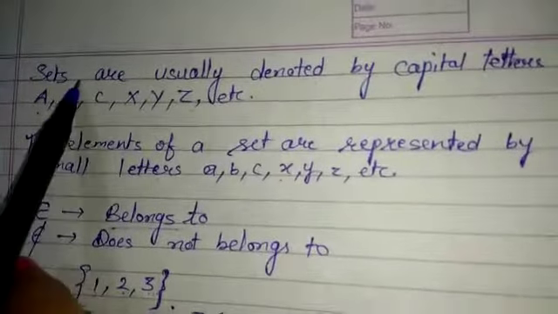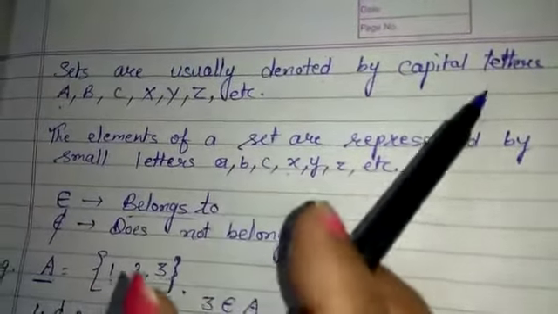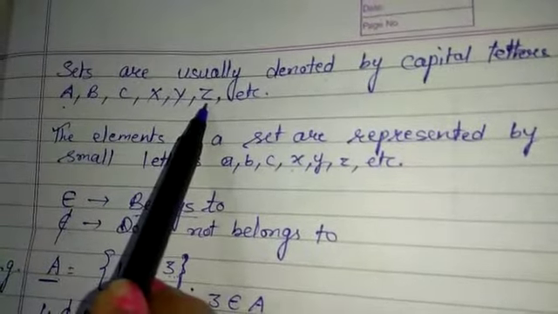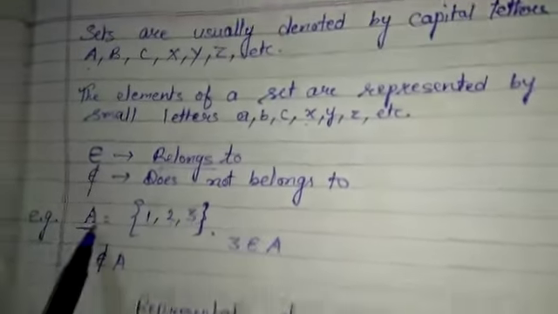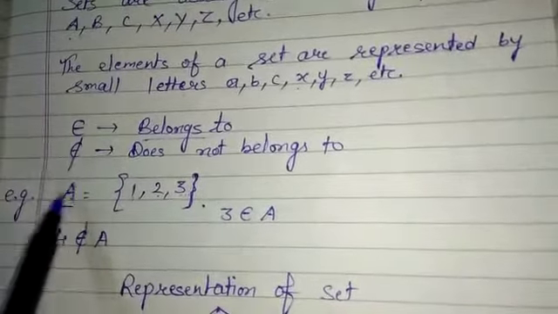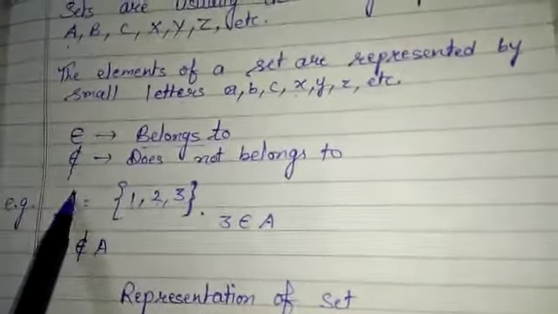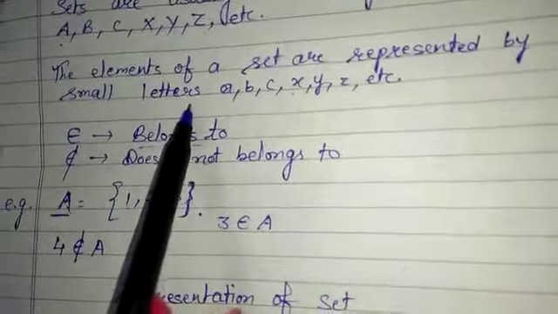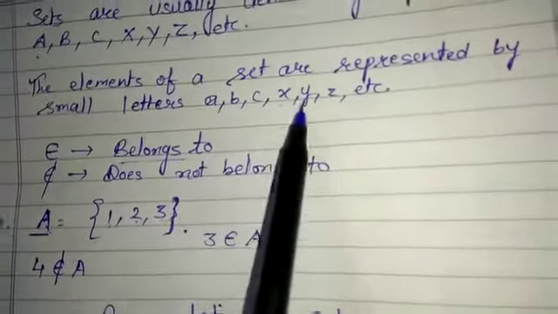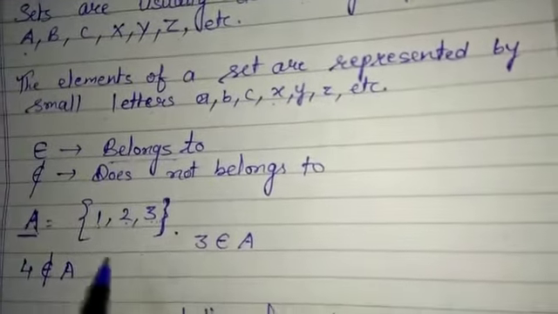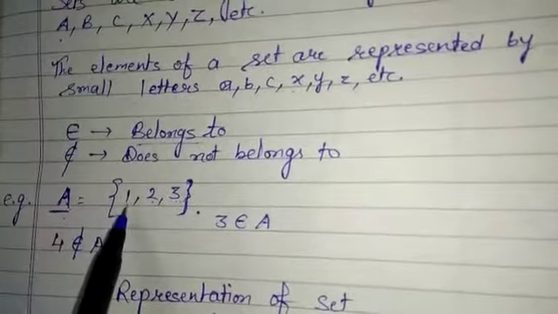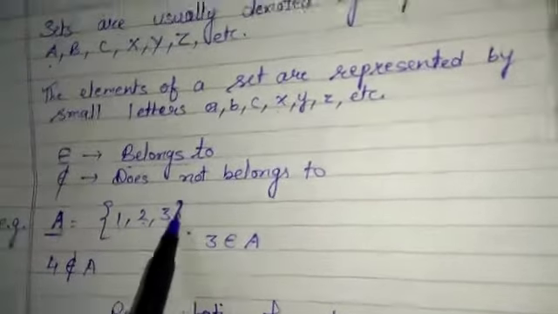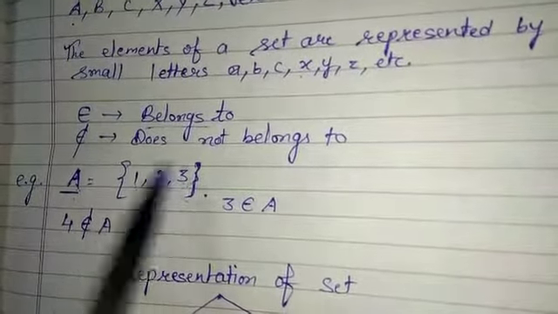Now, sets are usually denoted by capital letters A, B, C, X, Y, Z, etc. For example, A is a set, and we are using capital A. The elements of a set are represented by small letters a, b, c, x, y, z, 1, 2, 3, and so on. So this is a set whose elements are 1, 2, 3, and we will use curly brackets for this. Only curly brackets. Clear?